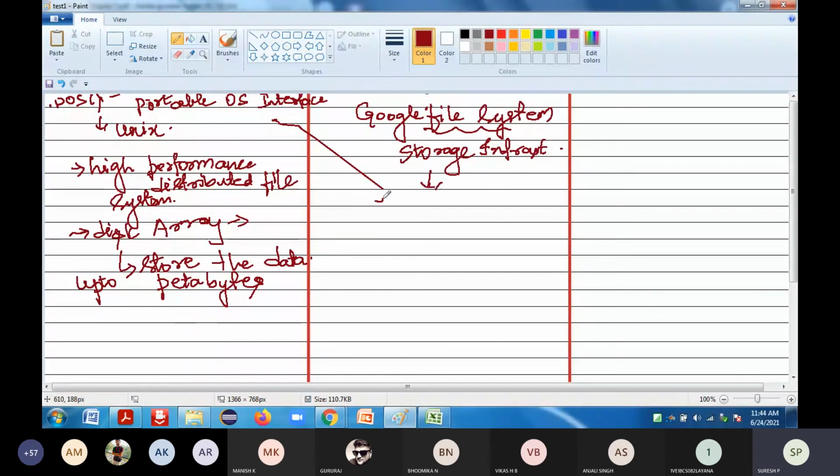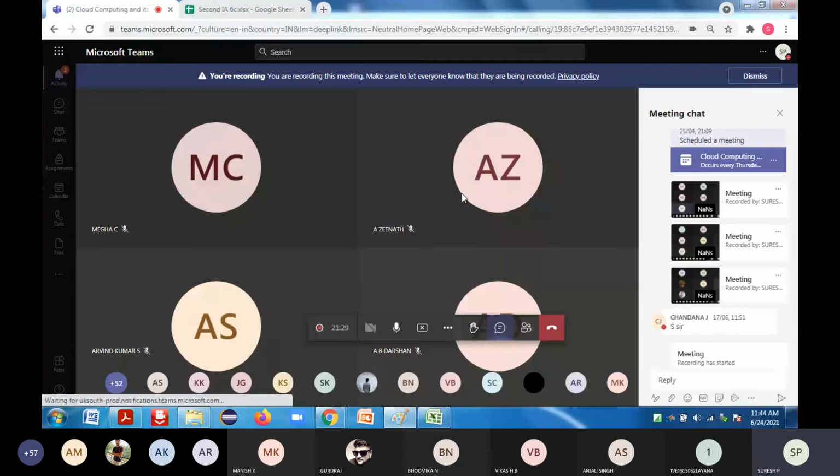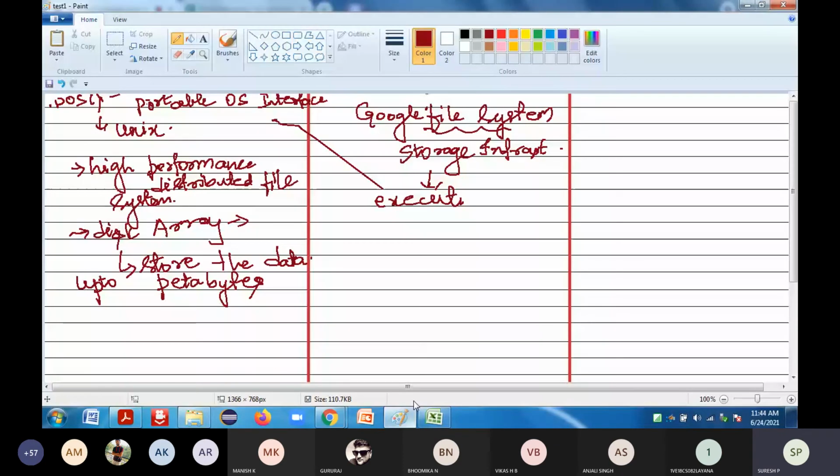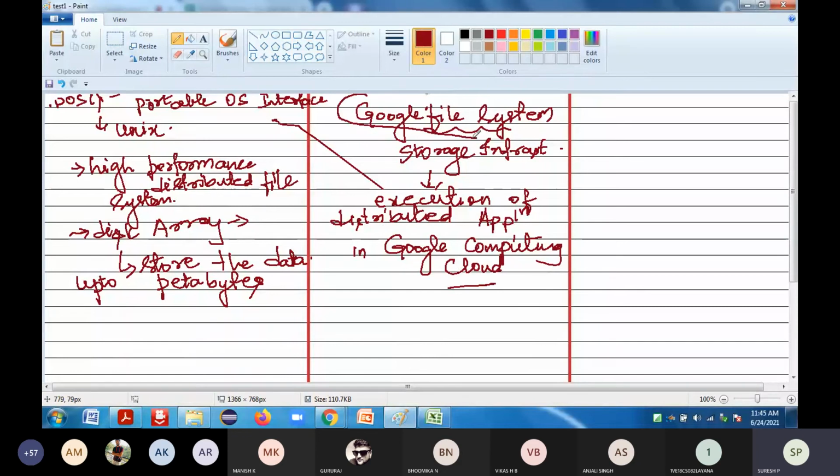That storage infrastructure is used in the execution of distributed applications, in each environment. It is used only in the Google computing cloud. So whatever data Google stores is stored in the Google File System. You have to keep that in mind.